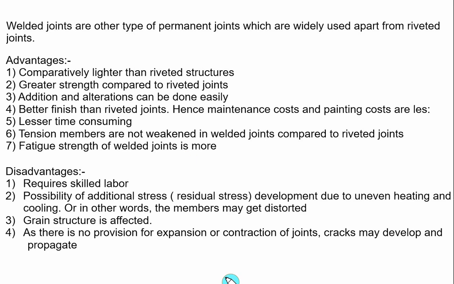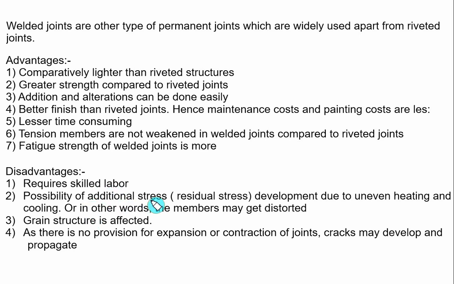But a riveted joint is much simpler, and a non-skilled worker can also do a riveted joint. Whereas in the case of the welded joint, which is basically a disadvantage, it requires skilled labor because it is necessary to maintain a distance between the weld and the welding torch. Therefore, we require skilled labor.